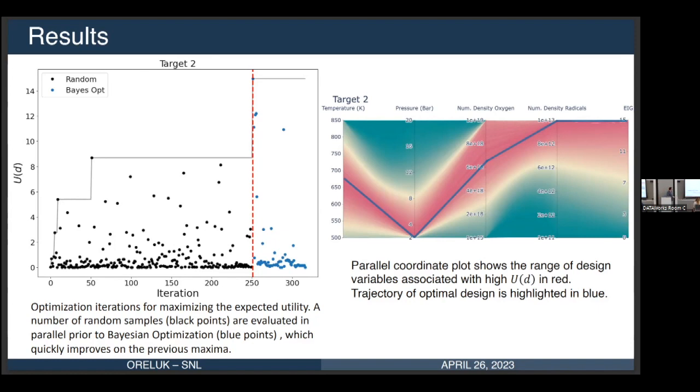On the right-hand side, this is a parallel coordinate plot because it's hard to visualize 4D spaces. So we have temperature, pressure, these design conditions, and the expected information gain, which is our expected utility. Highlighted in red are high values, and you can see it etches out a region in this space. So it gives us some idea of temperature ranges as well as pressures that we can run the experiment at that provide actually valuable information.